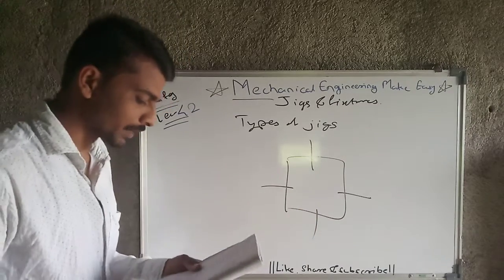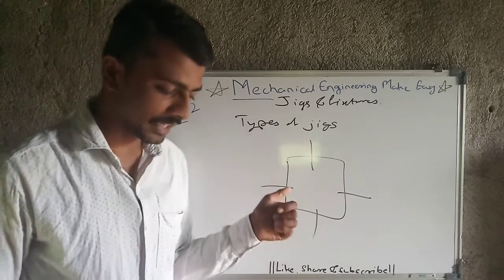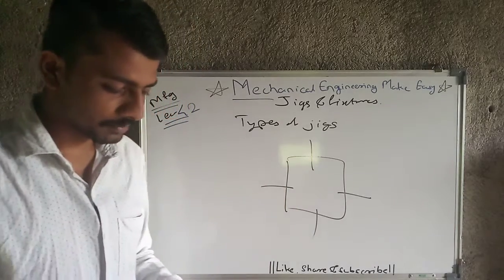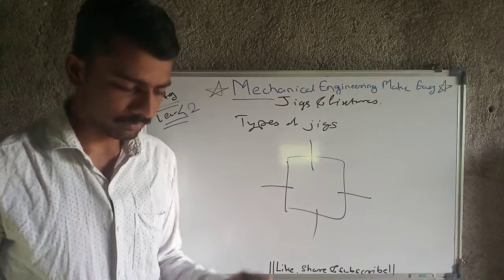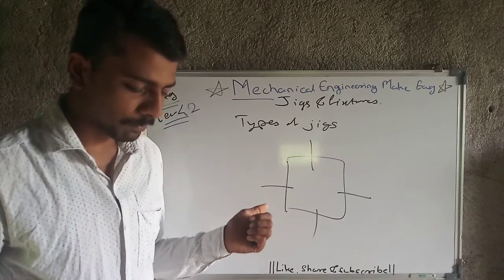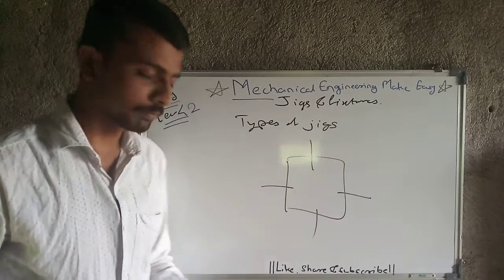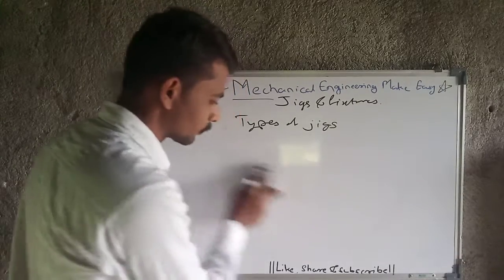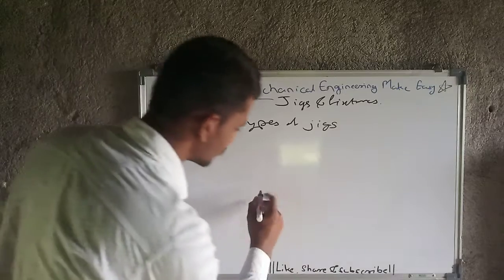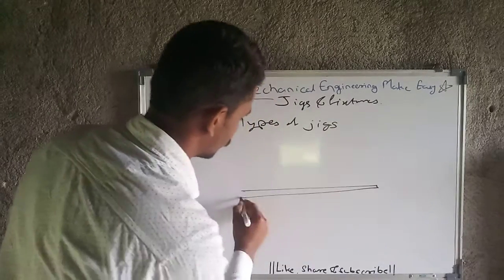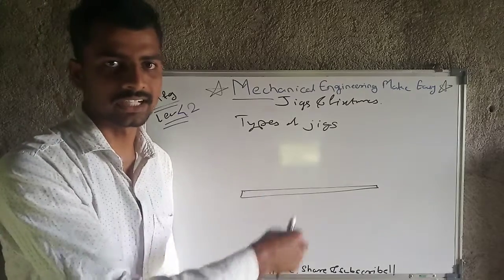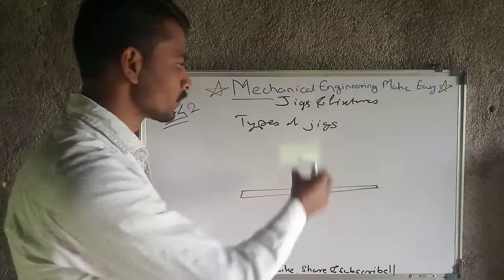Then next is the template jig, then plate type jig, open type jig, then swinging leaf jig, then channel type jig, then pad type, then box type, solid type, then angle plate, turnover or table type. These are different jigs depending on how we have to perform the operation. Plate type jig means only a very small plate type structure of jig will be there to fix the workpiece and to guide the motion of the tool.